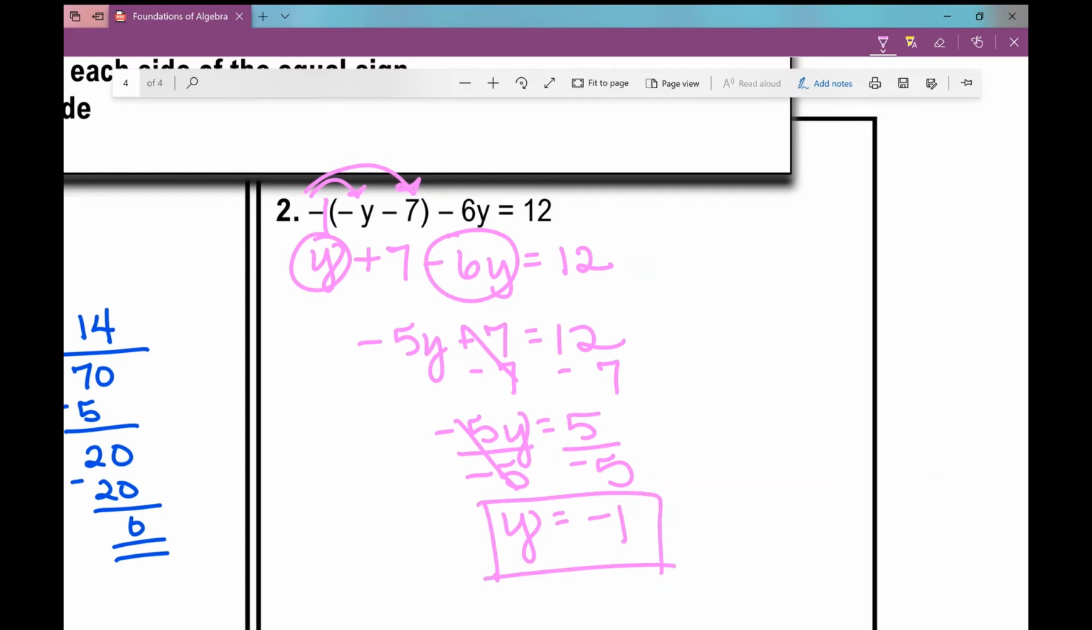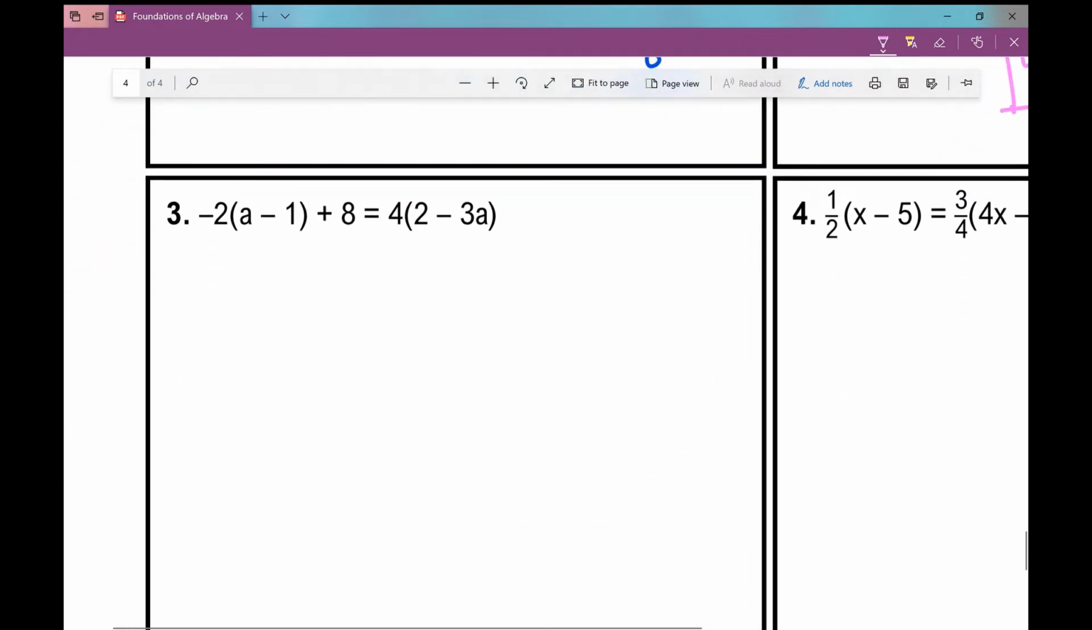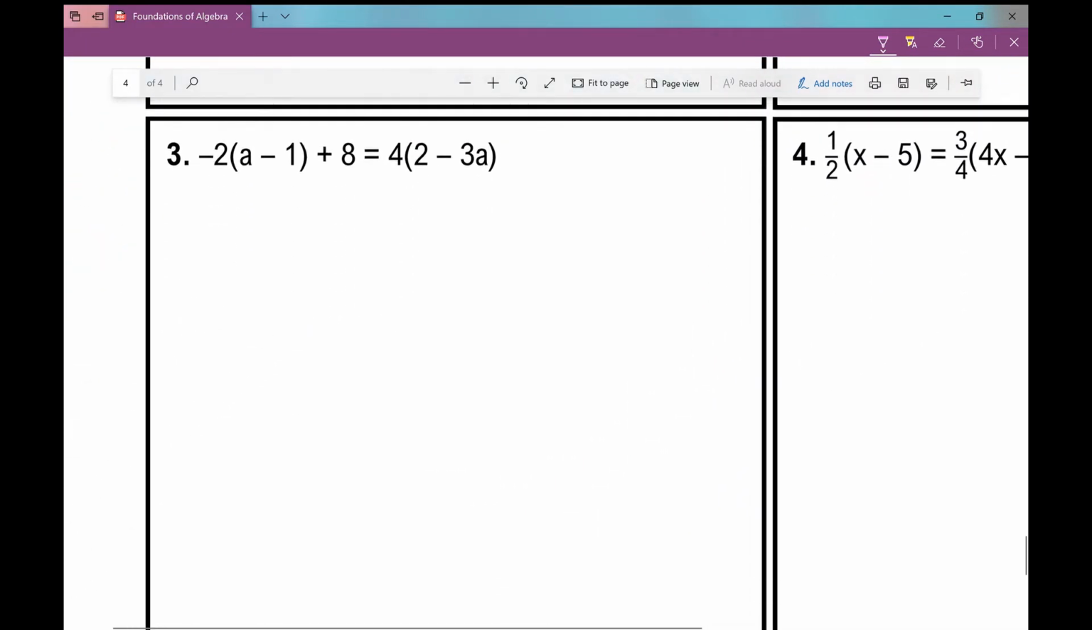In number 2, I did not draw that line down my equal sign, but you can see my equal sign is pretty much lined up, right? It just makes it nice and neat. It's easier for your teacher to grade. It's easier for you to keep up with your work. It's just a good habit. So let's look at number 3.